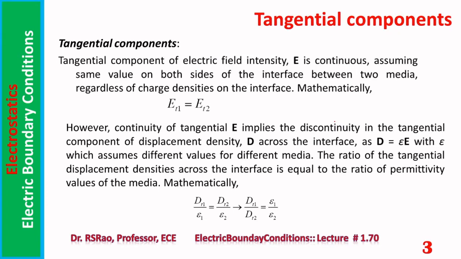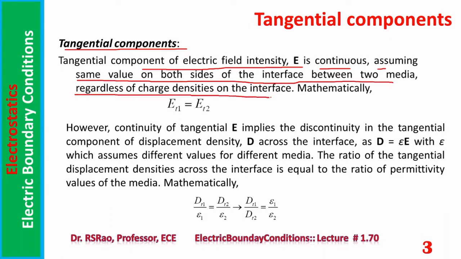First, let us see tangential components. The tangential component of electric field E is continuous, assuming the same value on both sides of the interface between two media, regardless of charge densities on the interface. Mathematically, ET1, E means electric field intensity, T means tangential, 1 means in medium 1. Similarly, ET2, electric field intensity, tangential component in medium 2. The tangential components remain the same.